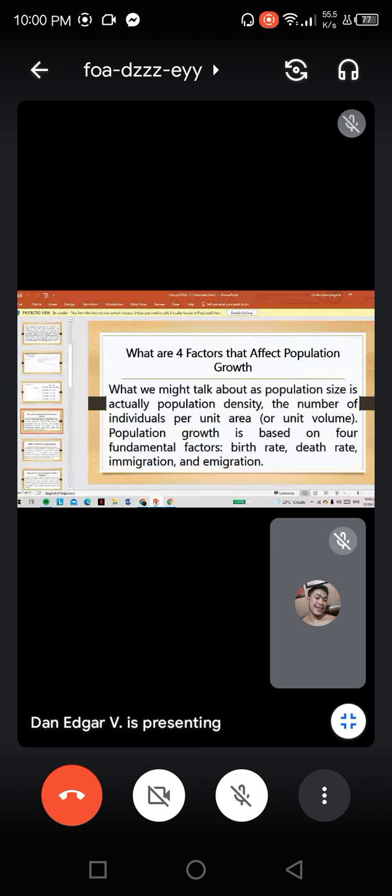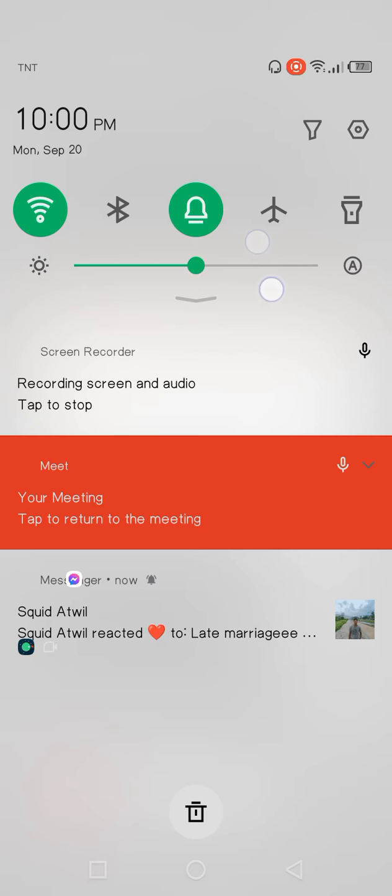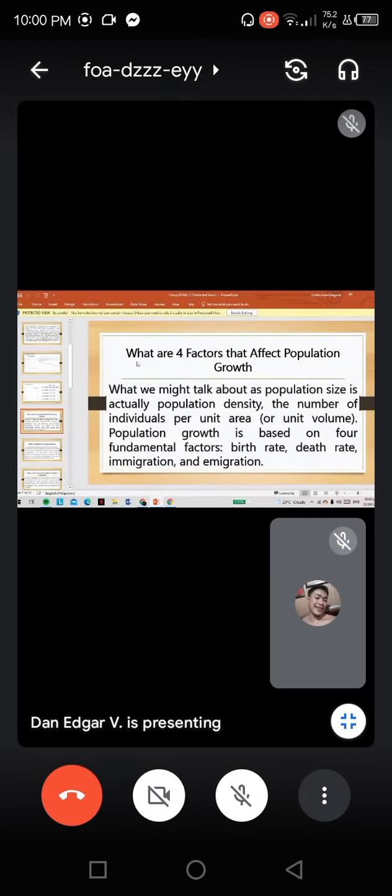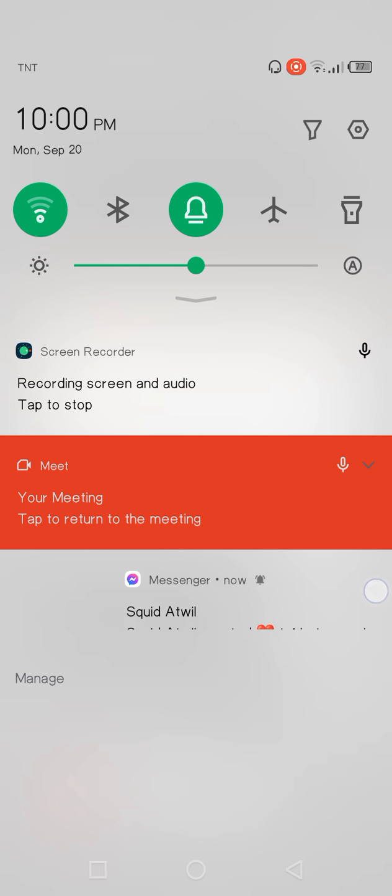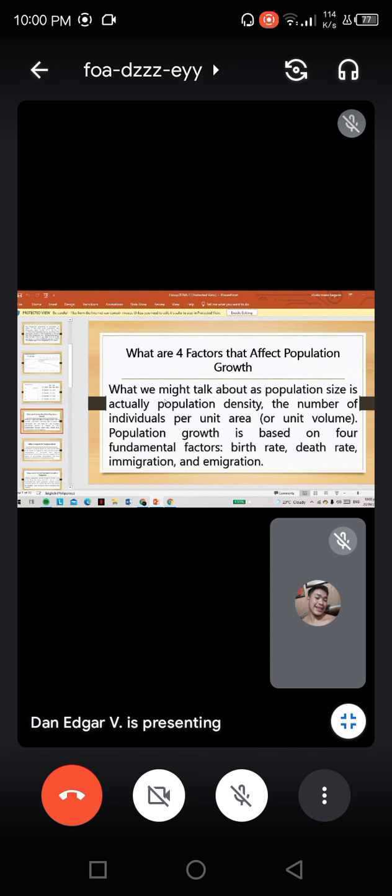What are four factors that affect population growth? What we might talk about as population size is actually population density, the number of individuals per unit area or unit volume. Population growth is based on four fundamental factors: birth rate, death rate, immigration, and emigration.